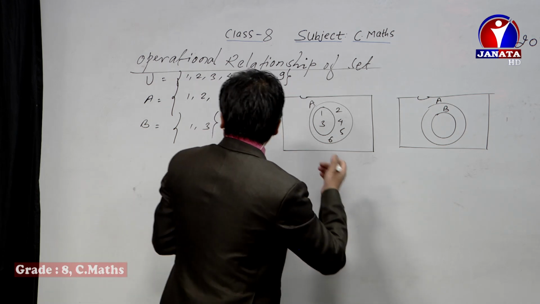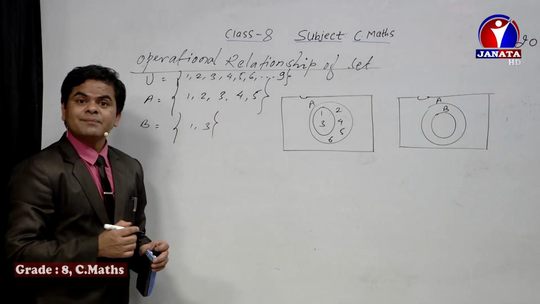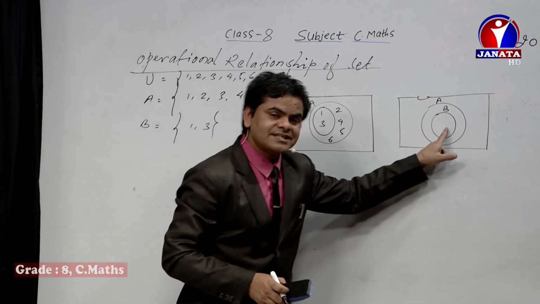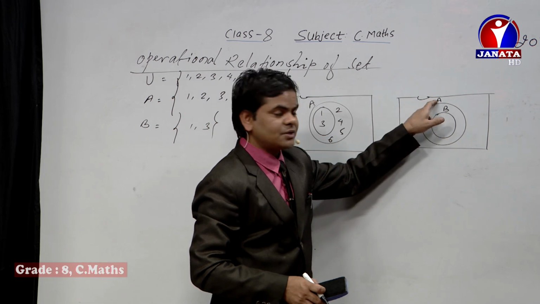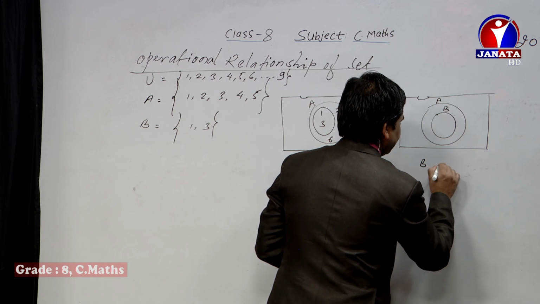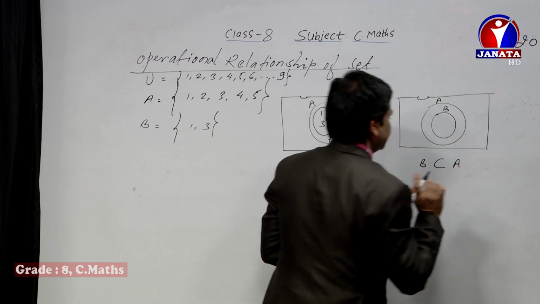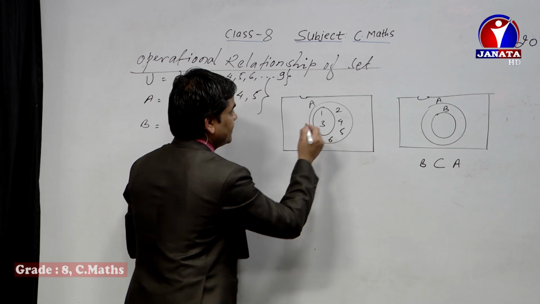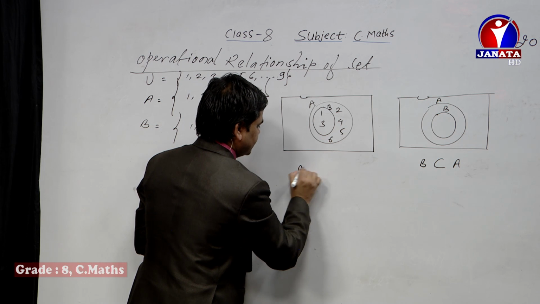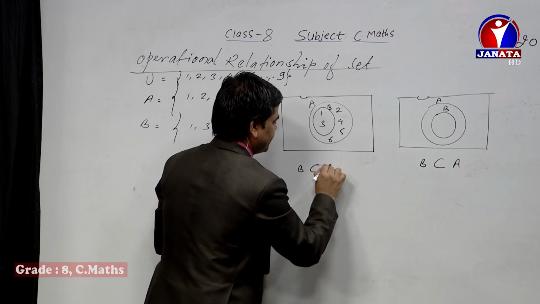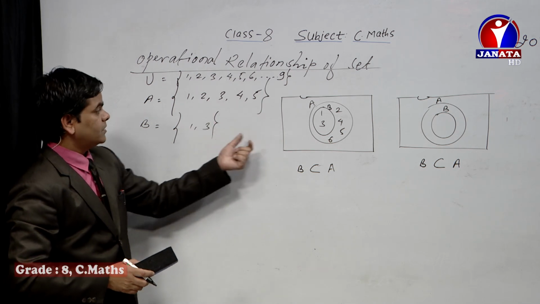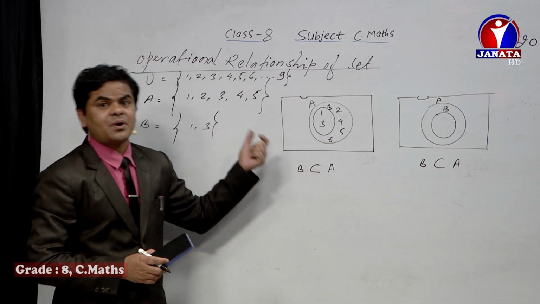This is the case of proper subset. B is the proper subset of A. So symbolically, if you have to write, then what do you write? B is the proper subset of A. So this is the relation. By writing B in the smaller circle, B is the proper subset of A. So that's the relation through a Venn diagram between the set and the proper subset.